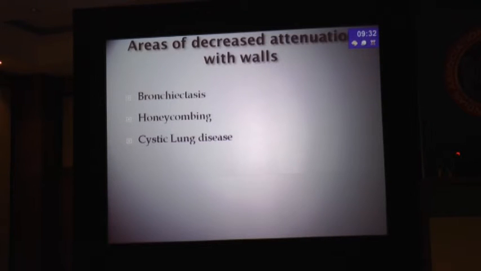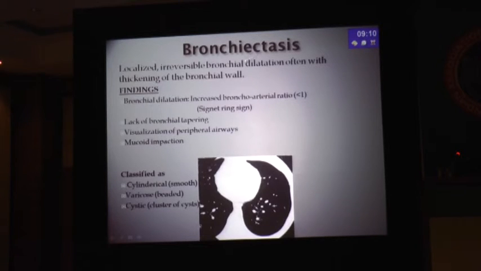So I have discussed the things that are white or bright in CT, whether they are nodules, whether they are lines or airspace opacities. Now we will classify lesions that are dark on CT. These can be cysts or bronchiectasis. And honeycombing comes under bronchiectasis. Bronchiectasis is localized irreversible bronchial dilatation, often associated with thickening of the bronchial wall. And this is a typical appearance which we call the signet ring.